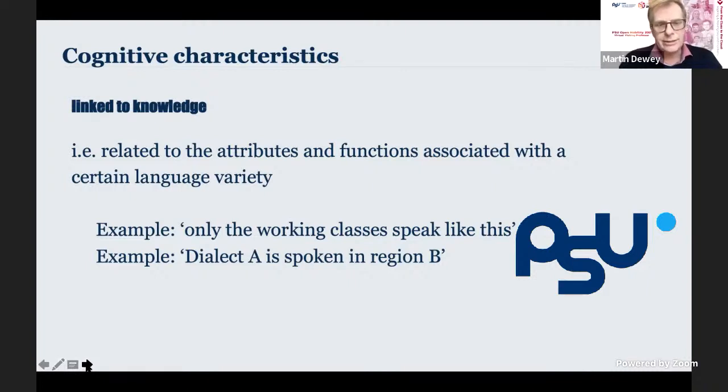For example, we might describe an accent as a working class accent because we associate that with working class people. We might be able to identify where a particular dialect of our language is spoken geographically. So remember those maps that I showed you? That's what that kind of study aims to identify: what people know about speakers in relation to where they live or where they come from.